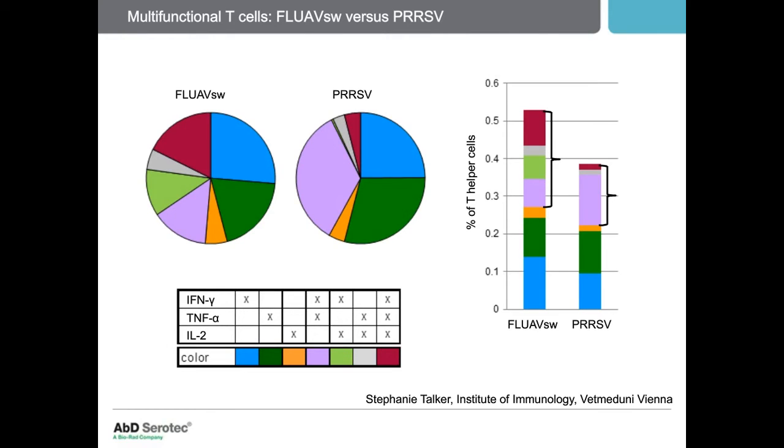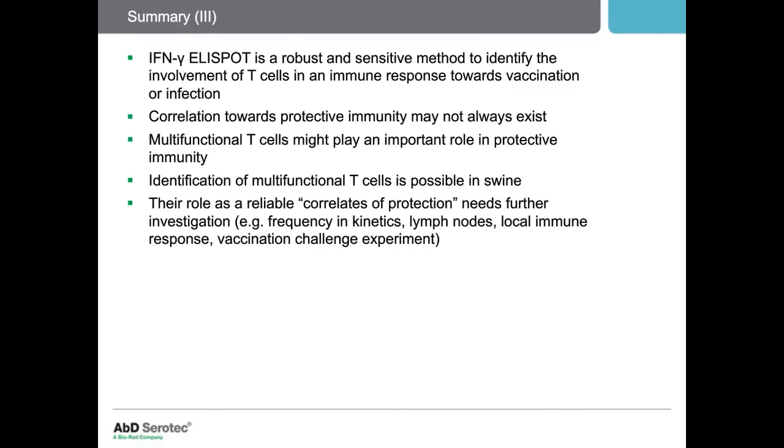I come now to the third summary. I think we could show that Interferon-Gamma ELISpots are a robust and sensitive method to identify the involvement of T cells in the immune response towards vaccination or infection. But a correlation towards protective immunity may not always exist. We favor multifunctional T cells to play an important role in protective immunity. This identification of multifunctional T cells is possible in swine.